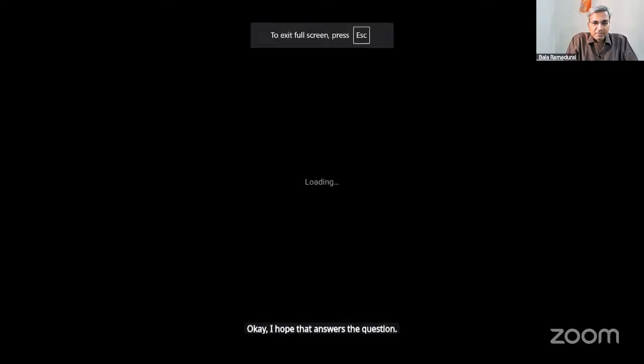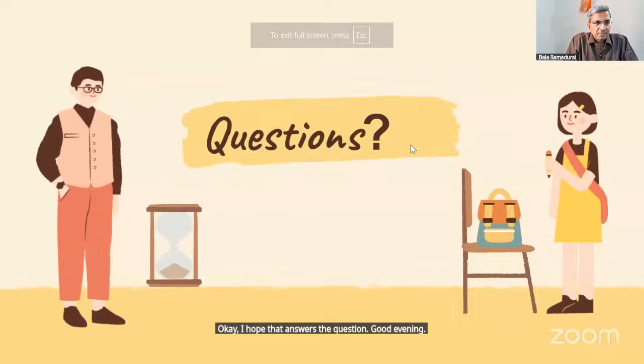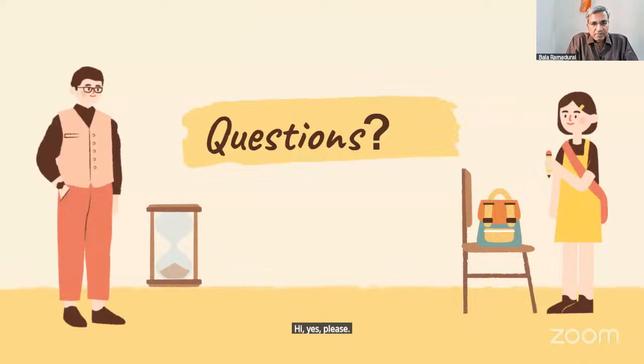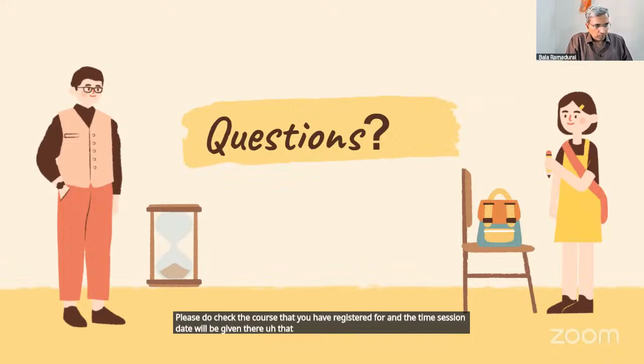Good evening, sir. Good evening. Sir, I have a question. Yes, sir, please. When is the exam date? The exam date is in March, is it the 29th, Shyam? No, it's on the course page. Yes, it differs based on the session and time. Please do check the course that you have registered for, and the time, session, and date will be given there. That is the official, authentic confirmation where you can get the details from.